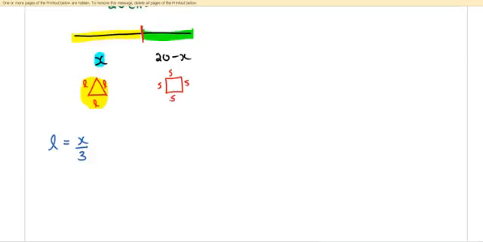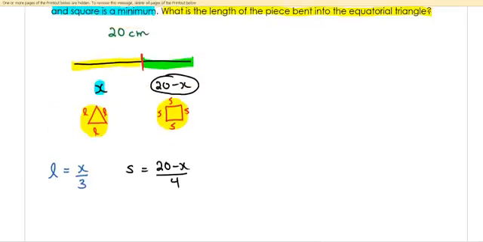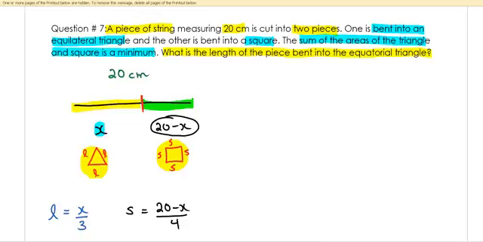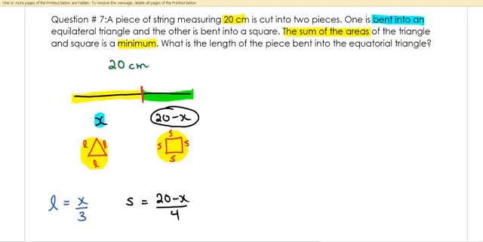If I focus my attention now on this square, if I know that my perimeter is 20 minus x, and if I have 4 equal sides, then each side is going to be 20 minus x divided by 4, and that's going to equal the length of one side. Okay, so that's step number 1: write a mathematical expression for the length of the equilateral triangle and the sides of the square. Now we need to write some area expressions, because the question says the sum of the areas has to be a minimum, right? So we need to write an expression for the areas now.